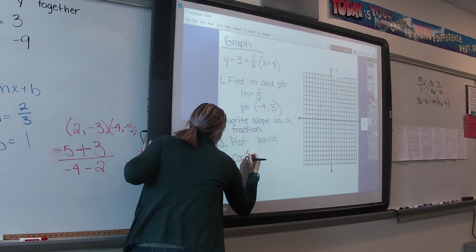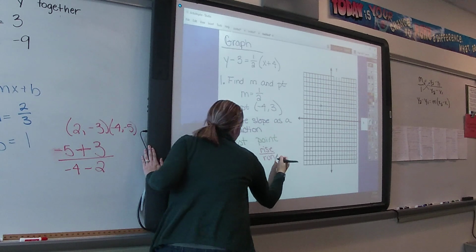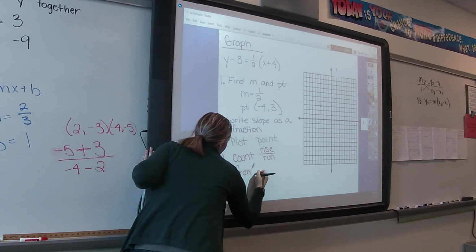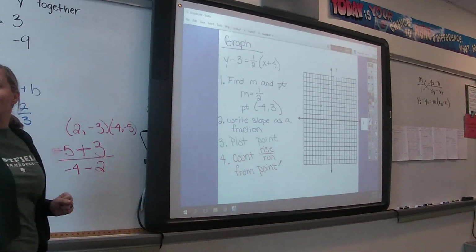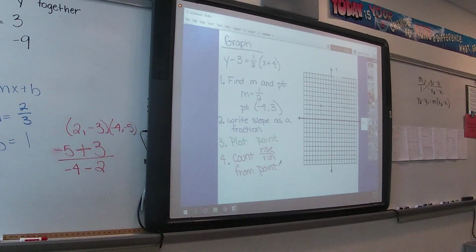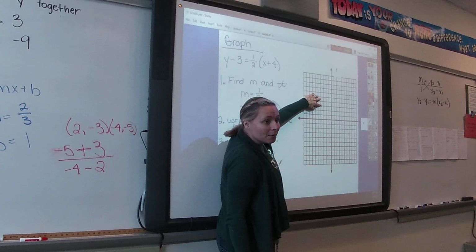And then you count. So you count 1 up and then 2 right. We're going to do the exact same thing that we've been doing with slope, by counting rise over run to get this. But now we're counting from the point. So not from an intercept, not from the origin. So from this point, over 1, up 2.